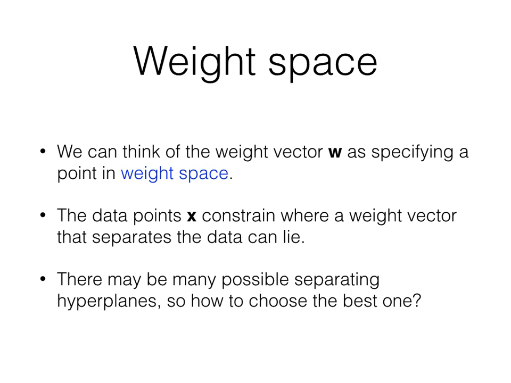We can think of that weight vector W as specifying some point in a weight space. And we can move the point in the weight space around, and that equates to different positions of that green hyperplane. Now, the data points that we have in our training set constrain where the weight vector can lie. That separates the data. But it turns out that even where you have your X set, there can be many possible separating hyperplanes. So we need to work out some way to choose the best one.